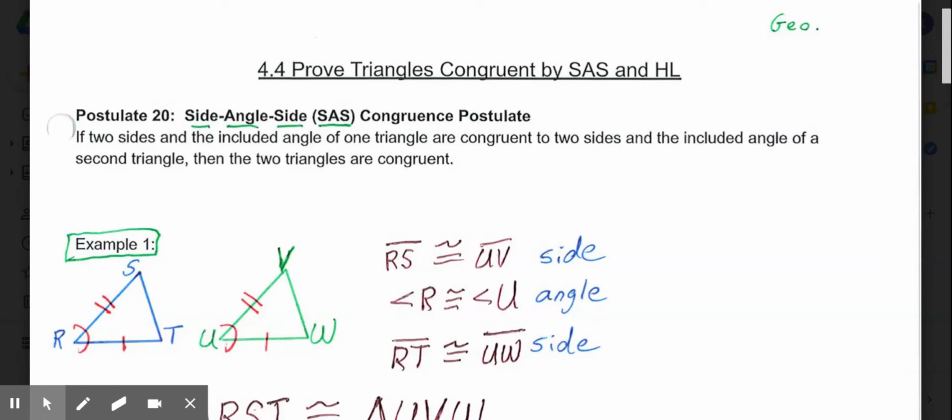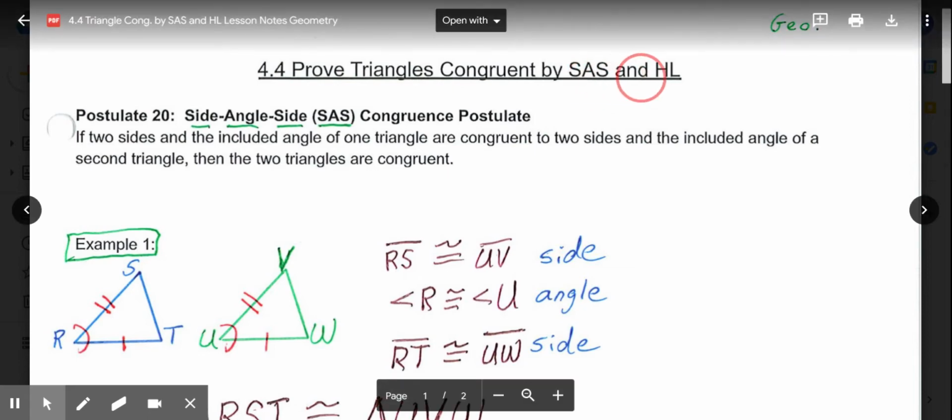Hi, and welcome to lesson 4.4, Prove Triangles Congruent by SAS and HL. The SAS stands for side, angle, side. Last lesson we looked at the side, side, side congruence postulate. This time we'll be looking at side, angle, side. And then the HL stands for hypotenuse and leg, which is a special right triangle relationship which we'll explore midway through this lesson.